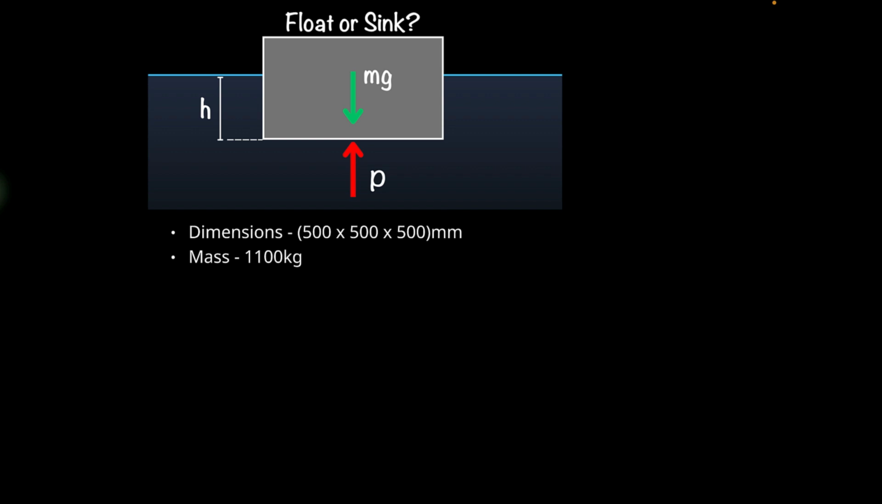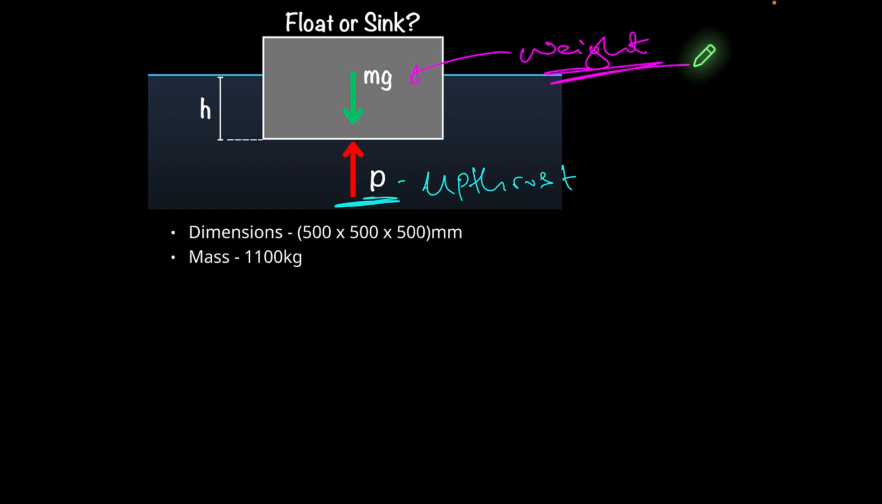Now the long and short of this is, as you can see on our diagram, we have two forces acting. One right here, which is representing our upthrust using the letter P. So that's our upthrust. And we also have mg, which is mass times gravity, and that's representing the weight of our object.